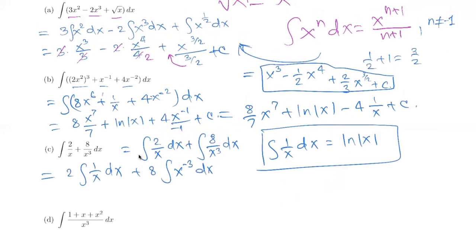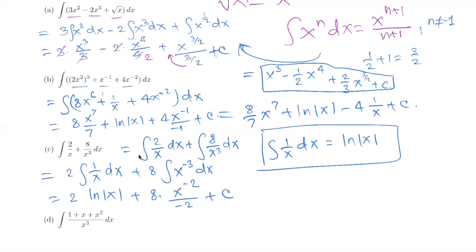So then we can finish everything in the next line. This is now 2. Antiderivative of 1 over x is natural log of absolute x plus 8 x to the negative 3 plus 1. Okay, you need to be careful. Negative 3 plus 1, that's negative 2, over negative 2 plus c.